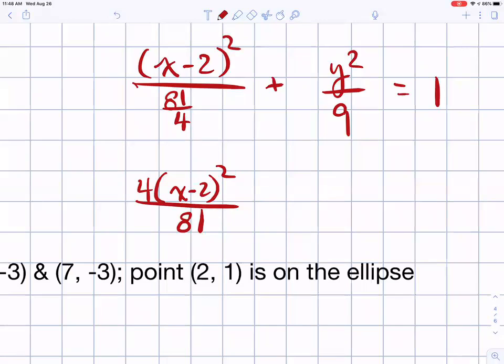The rest of it is the same. That's a good answer too. I'm fine with either one. It's whatever you're comfortable with. Okay, the rest of it's the same.